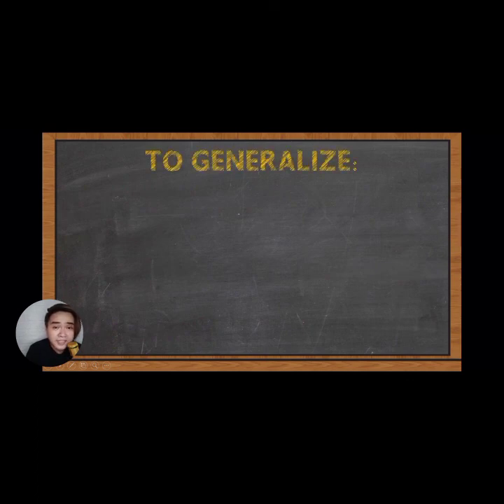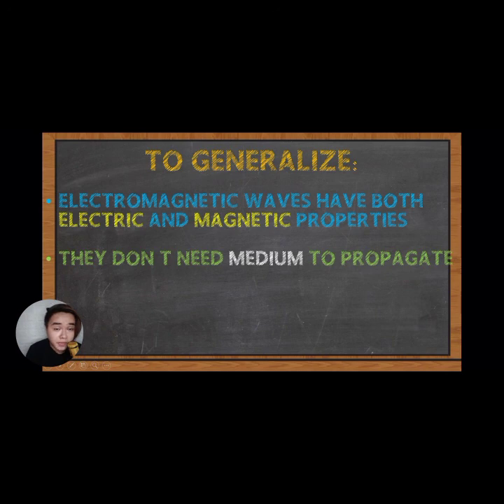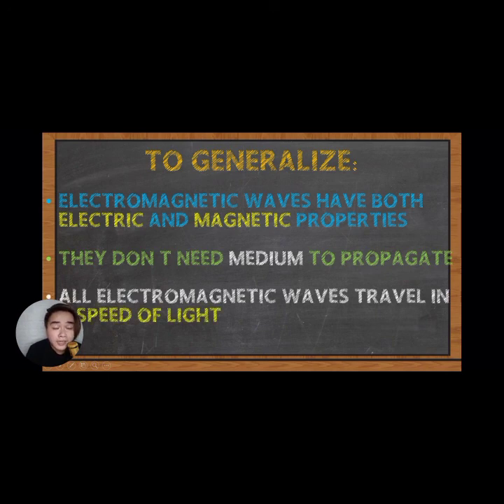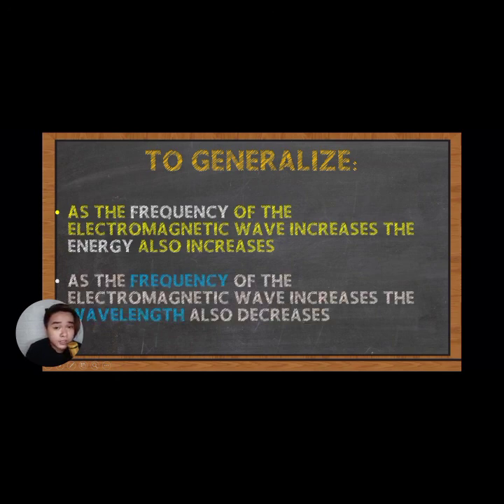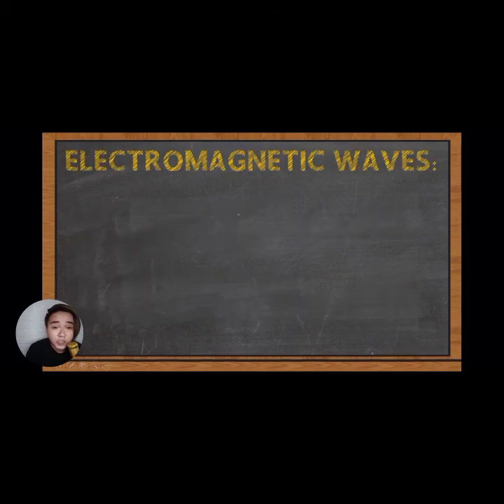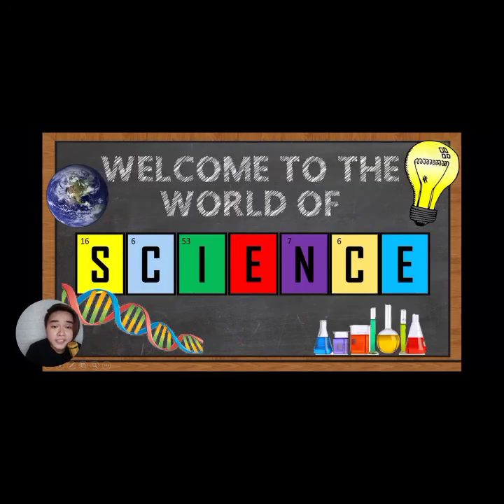Now, to generalize, electromagnetic waves have both electric and magnetic properties. They don't need a medium to propagate, and all electromagnetic waves travel at the speed of light. As the frequency of the electromagnetic wave increases, the energy also increases. And as the frequency increases, the wavelength decreases. And all electromagnetic waves are radio waves, microwaves, infrared, visible light, ultraviolet, X-ray, and gamma rays.